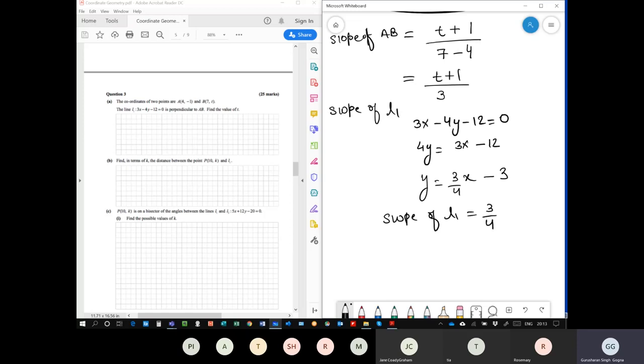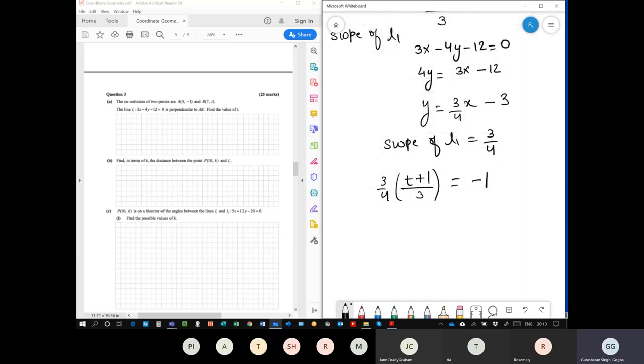So the slope of L1 is equal to 3 over 4. I got two slopes and both are perpendicular. So 3 over 4 multiplied by t plus 1 over 3 should be equal to -1. So how many unknowns were there? 1. How many equations do you need? 1. You got it. So cancel whatever you can cancel. 3 and 3 gone. So t plus 1 equals -4.